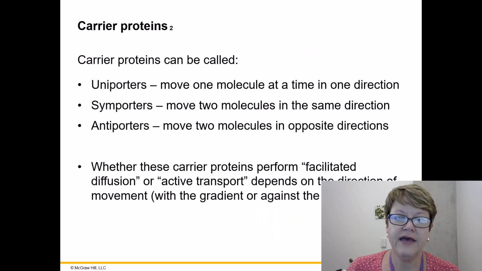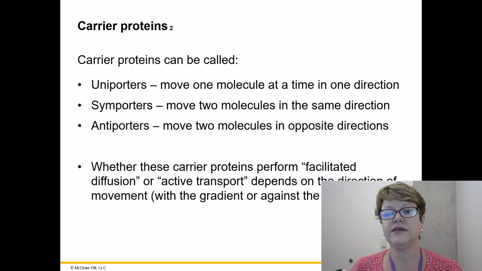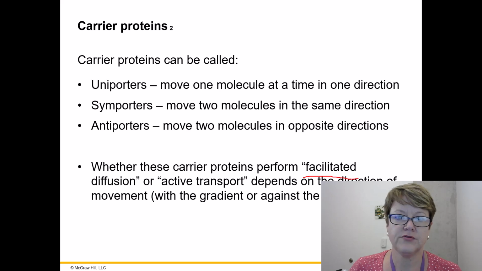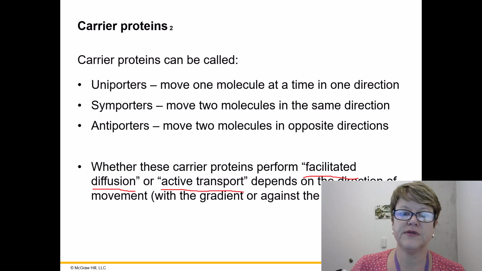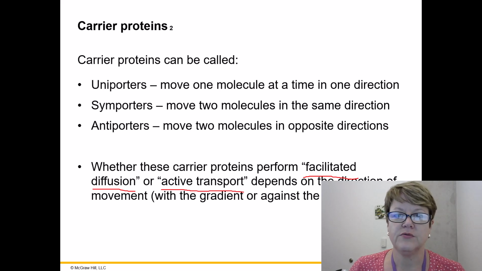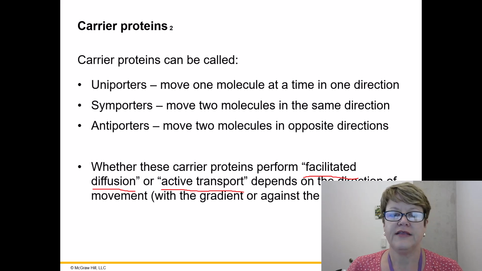So you have, like I said, if molecules are being moved in the direction of the gradient through a channel or a carrier protein, it's called facilitated diffusion. If molecules or ions are being moved against a gradient with a channel protein or a carrier, it's called active transport. And so those are terms that can be used.